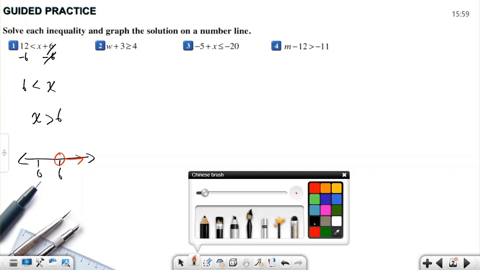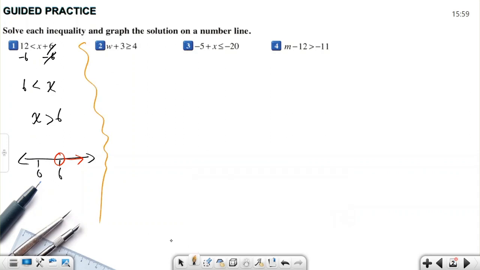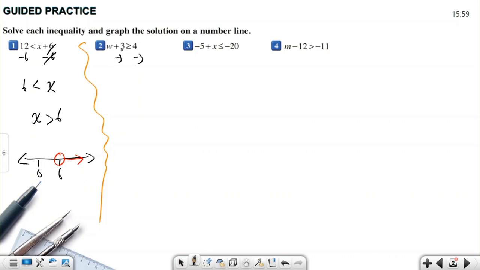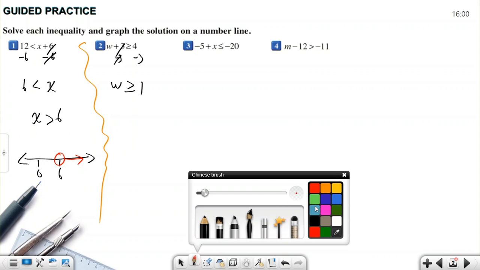Let's continue with another one. Let's draw a line here. w plus 3 is greater than or equal to 4. So minus 3, that will be 0. 0 plus w will be w, greater than or equal to 4 minus 3, which is 1.